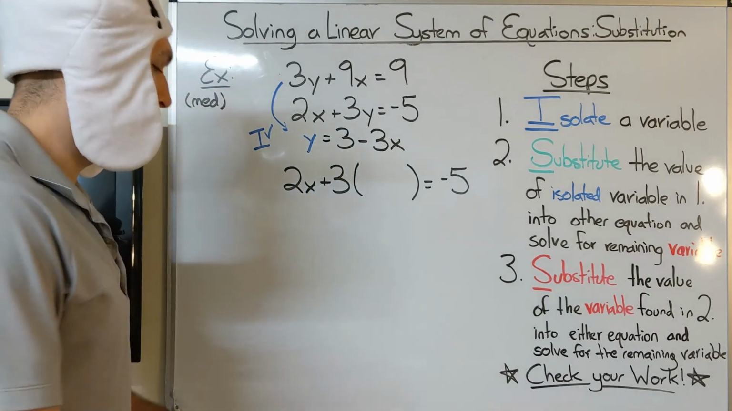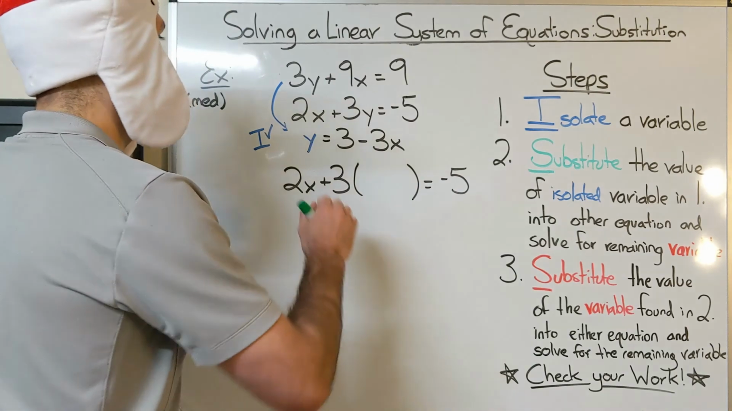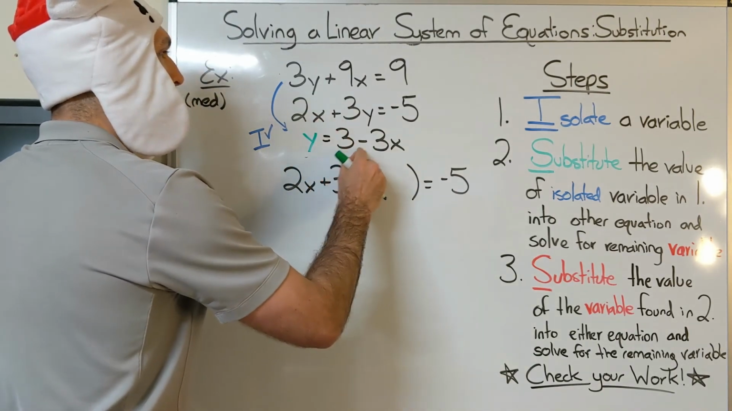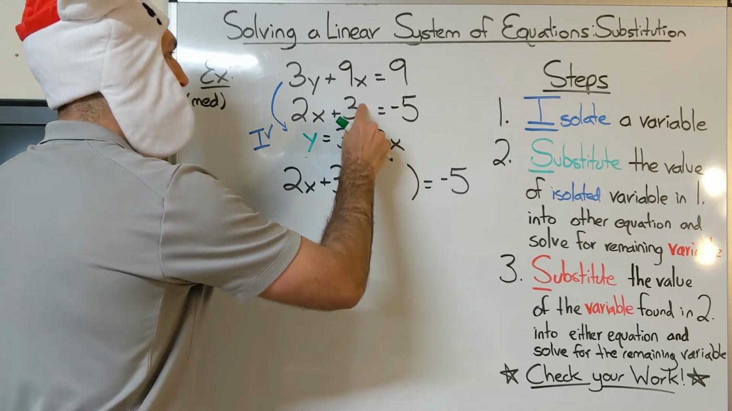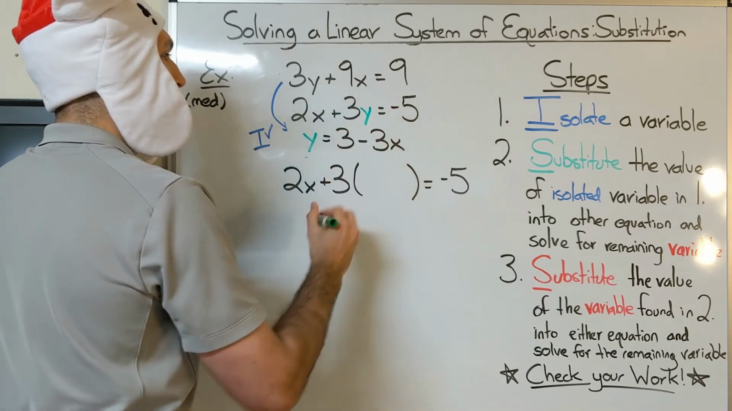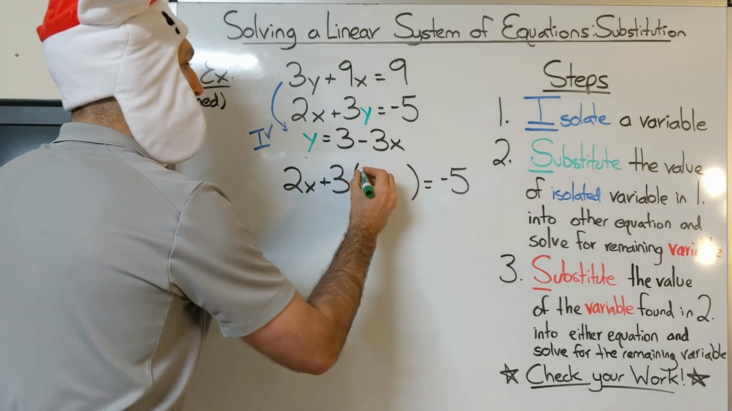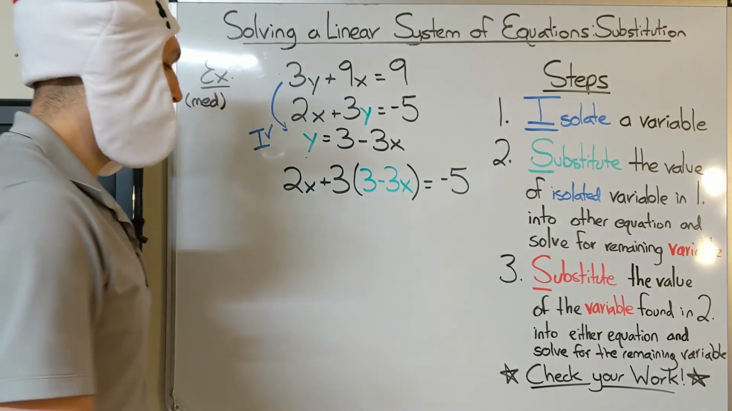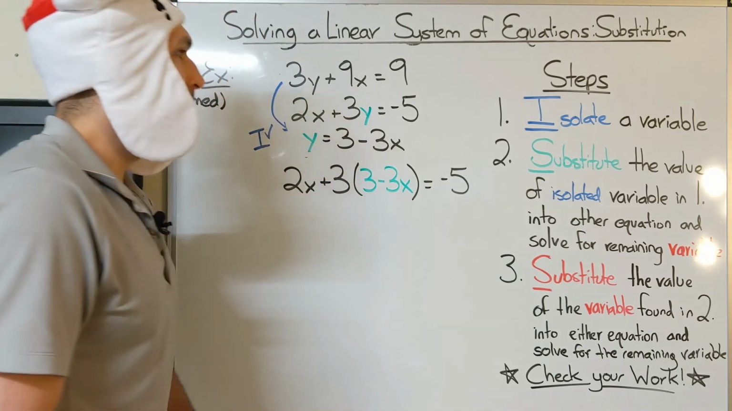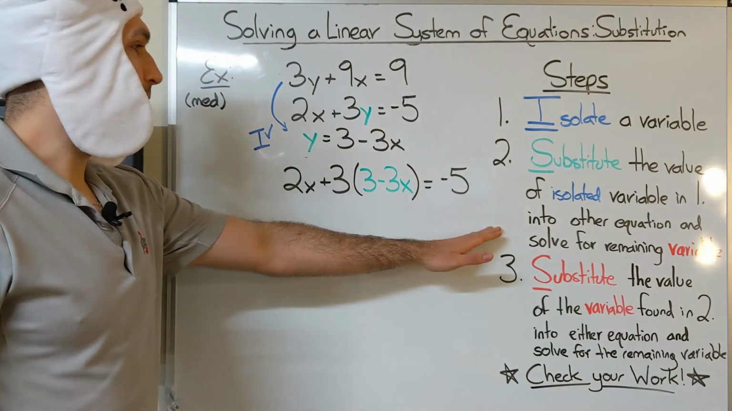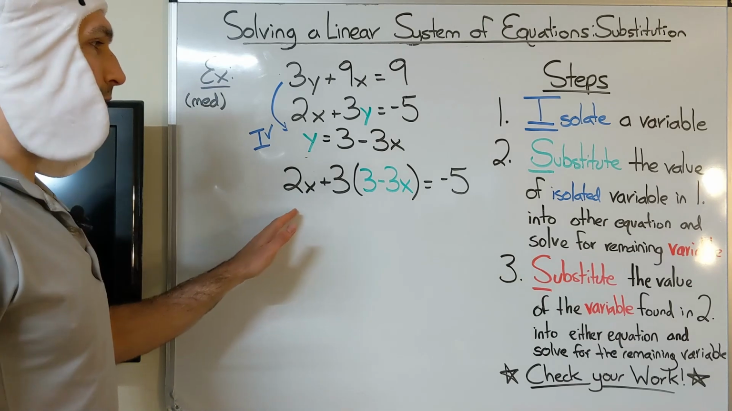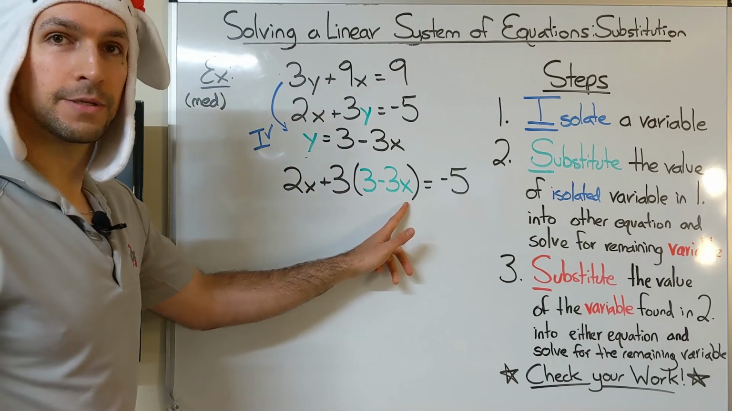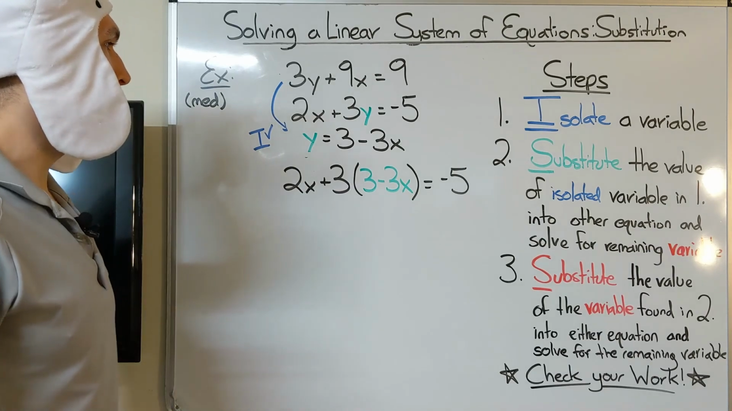into this equation. So because we know that y is equal to 3 minus 3x, instead of my y in the second equation, I'm going to write its value, 3 minus 3x. Now, we need to solve for the remaining variable. If you notice, this looks complex, but it only has one variable, x. So we can now solve for x.